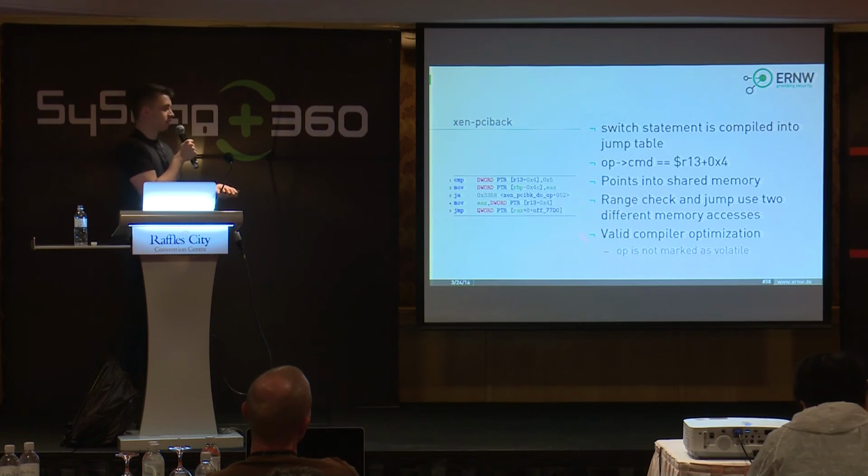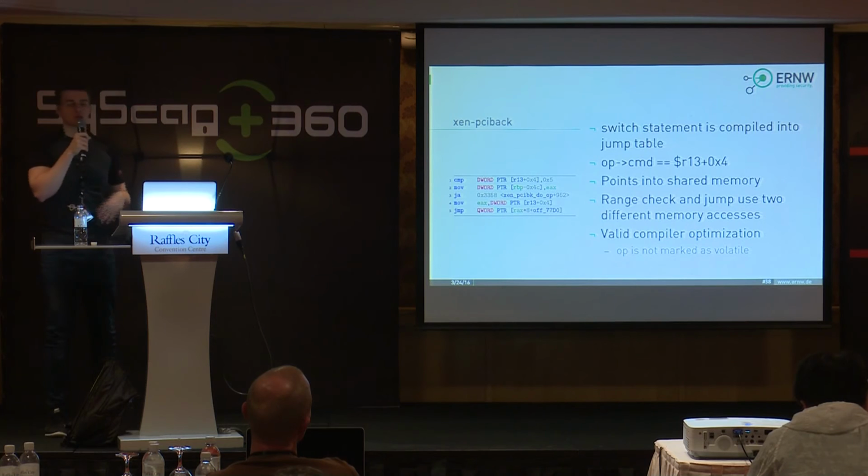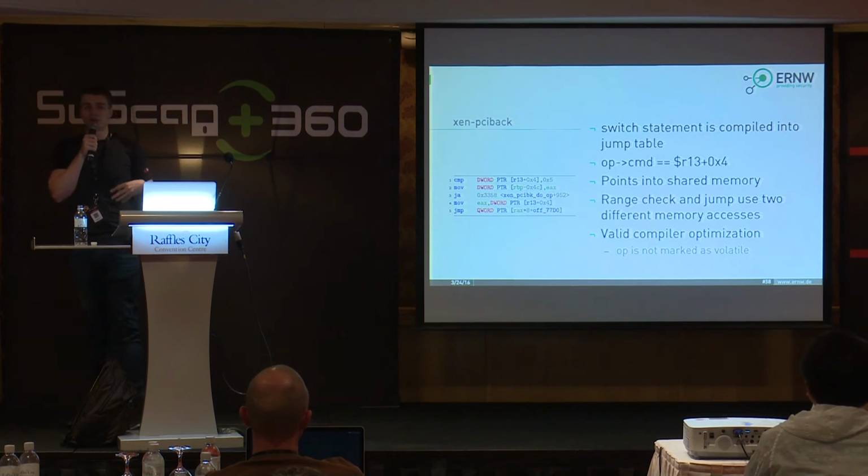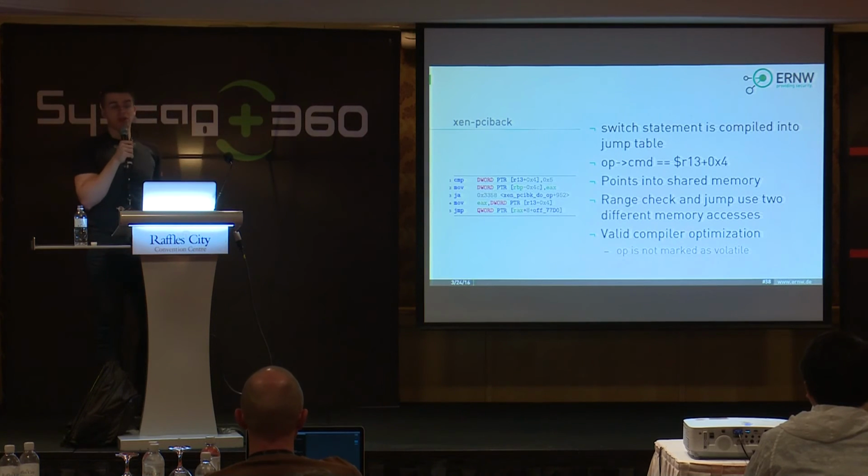And it's important, this is an invalid compiler optimization, so that's not a compiler bug. The bug in the source code is that the variable isn't marked as volatile, so the compiler doesn't expect it to change without it accessing it.